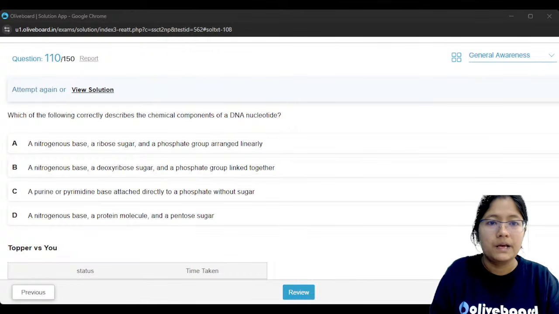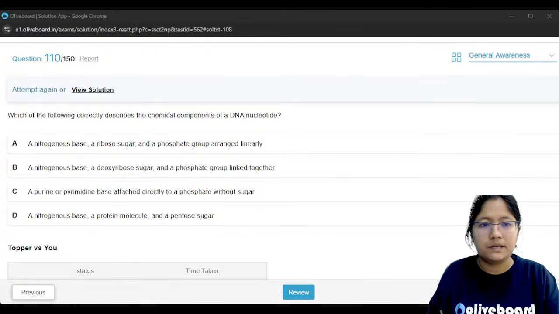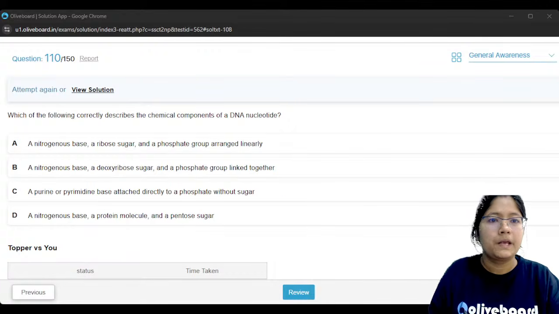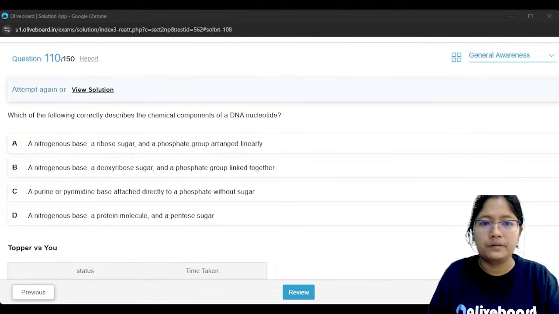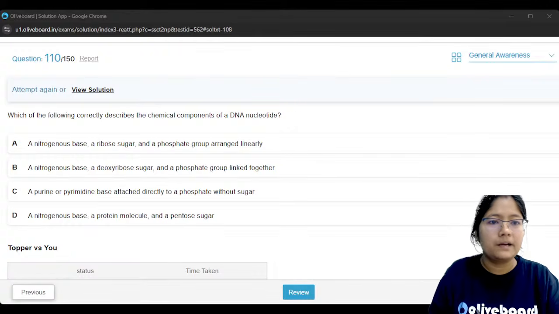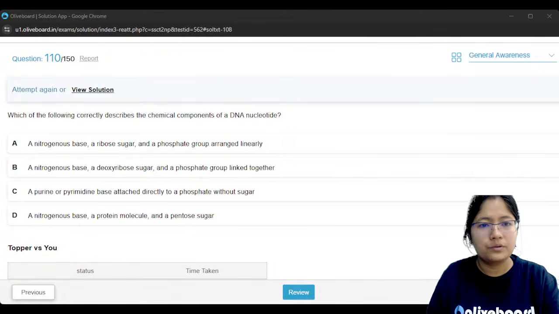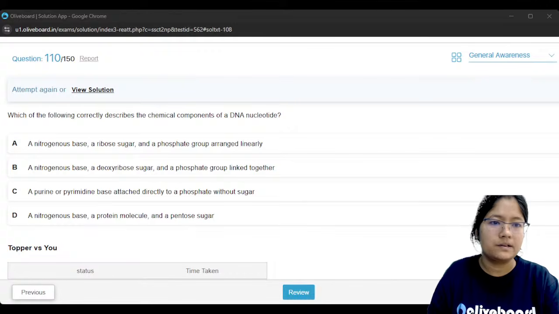Now let us look into the options. Which correctly describes the chemical components of a DNA nucleotide? A nitrogenous base. Yes, this is the nitrogenous base, right? A ribose sugar. Is it correct? Or is it a deoxyribose sugar? Is it ribose sugar, RNA, or deoxyribose sugar? Then a phosphate group. That phosphate group is also there, okay? But it is not a ribose sugar. A nitrogenous base, a deoxyribose sugar, because it is DNA. So this is correct here, and a phosphate group. So this is also correct. All these three are settled.